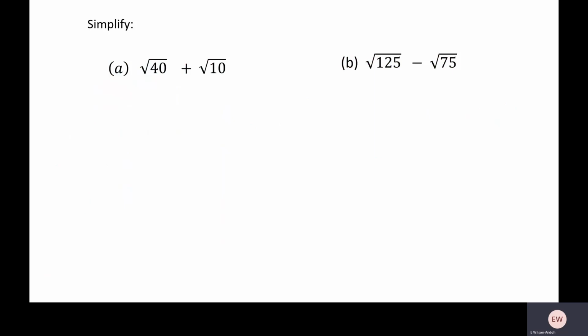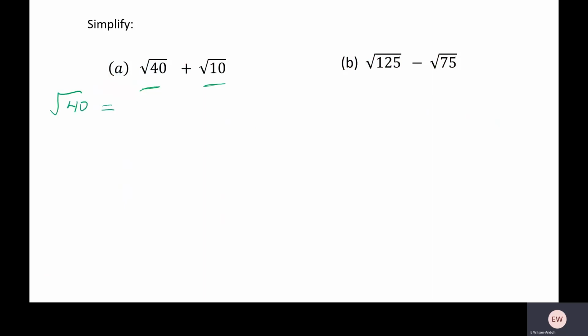In these examples, we need to simplify the surds before we can add. So when we pick the first example, we have root 40 plus root 10. We have to simplify root 40, but root 10 cannot be simplified because we cannot find a square number that is a factor of 10 except 1.